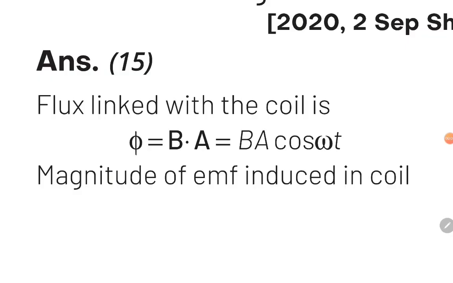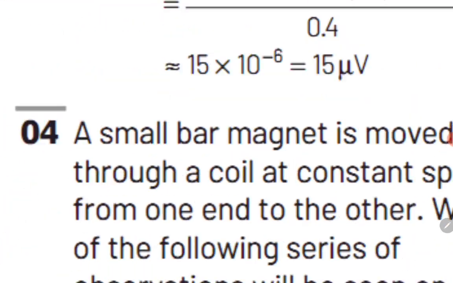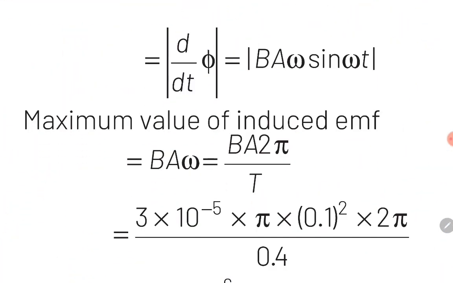Yes students, आप यहाँ observe कर सकते हो that flux linked with any coil is given by the formula phi is equal to B dot A. Guys, B dot A will eventually become BA cos theta. And in this question, theta is changing because the coil is rotating. So theta will become equal to omega t and therefore phi will become equal to BA cos omega t. Once we know the value of phi, we can calculate EMF induced by using the equation EMF induced is equal to minus d phi by dt.